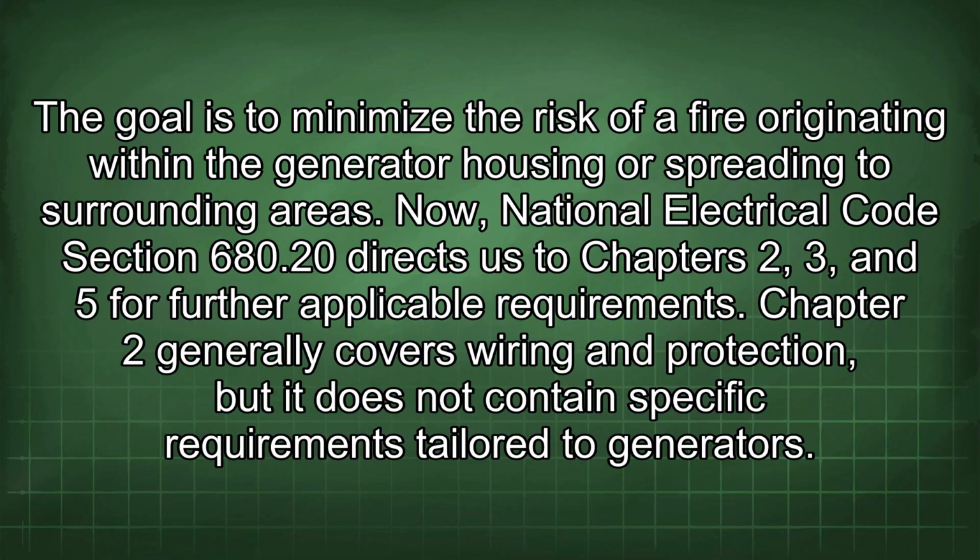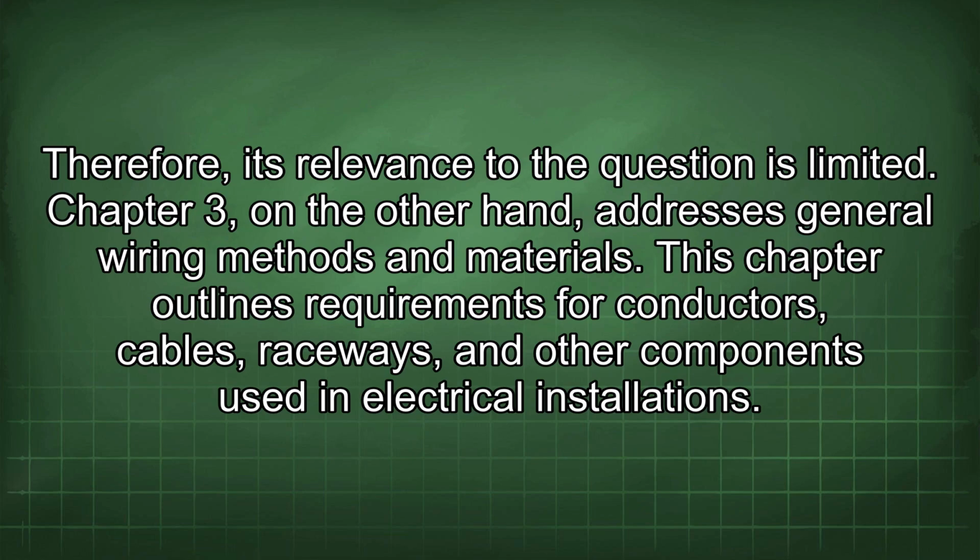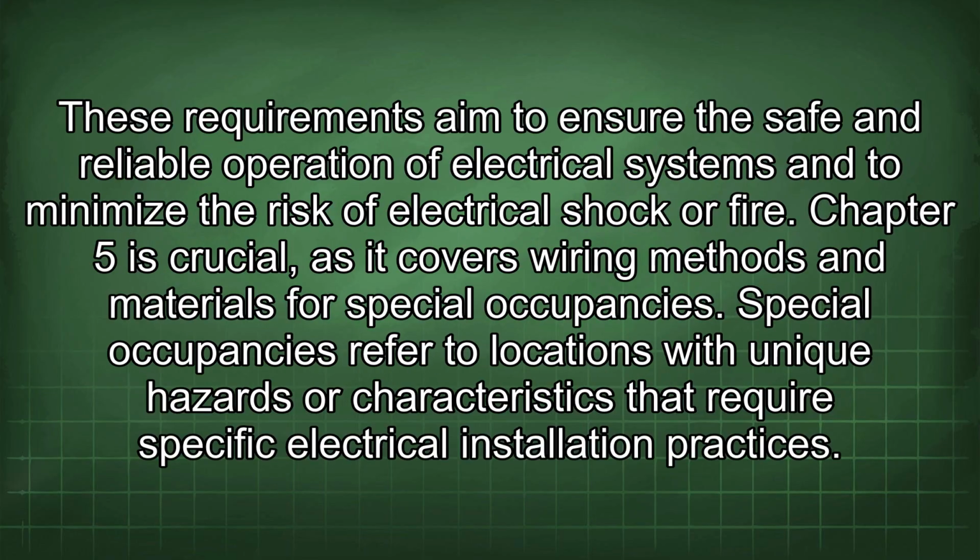Now, National Electrical Code Section 680.20 directs us to Chapters 2, 3, and 5 for further applicable requirements. Chapter 2 generally covers wiring and protection, but it does not contain specific requirements tailored to generators. Therefore, its relevance to the question is limited. Chapter 3, on the other hand, addresses general wiring methods and materials. This chapter outlines requirements for conductors, cables, raceways, and other components used in electrical installations. These requirements aim to ensure the safe and reliable operation of electrical systems and to minimize the risk of electrical shock or fire.